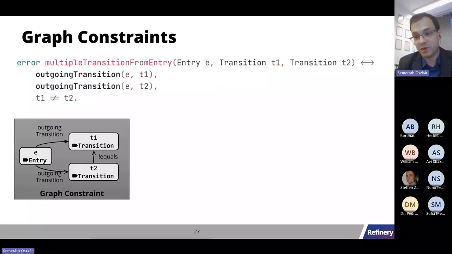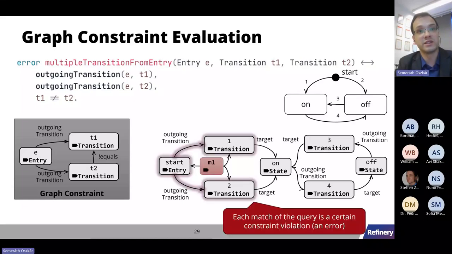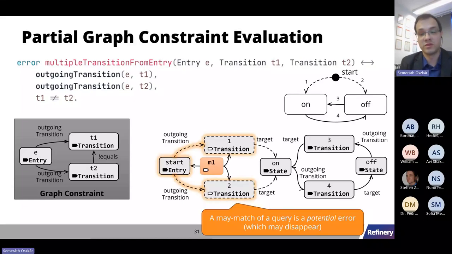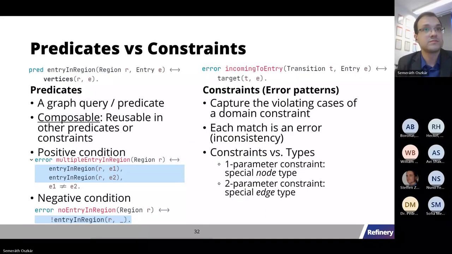I may skip this part and go directly to the demo because it's more visible, but we can specify constraints as graph predicates, and the uncertainty of the model is extended to the graph predicates as well, and we can evaluate graph predicates in uncertain models. Therefore, we can introduce well-formed constraints as error patterns, like OCL constraints or Bayesian patterns.